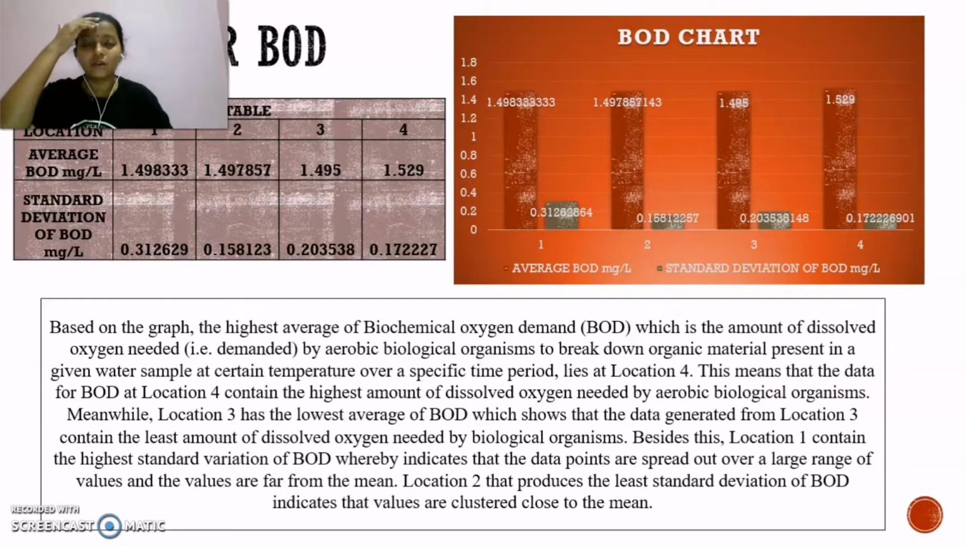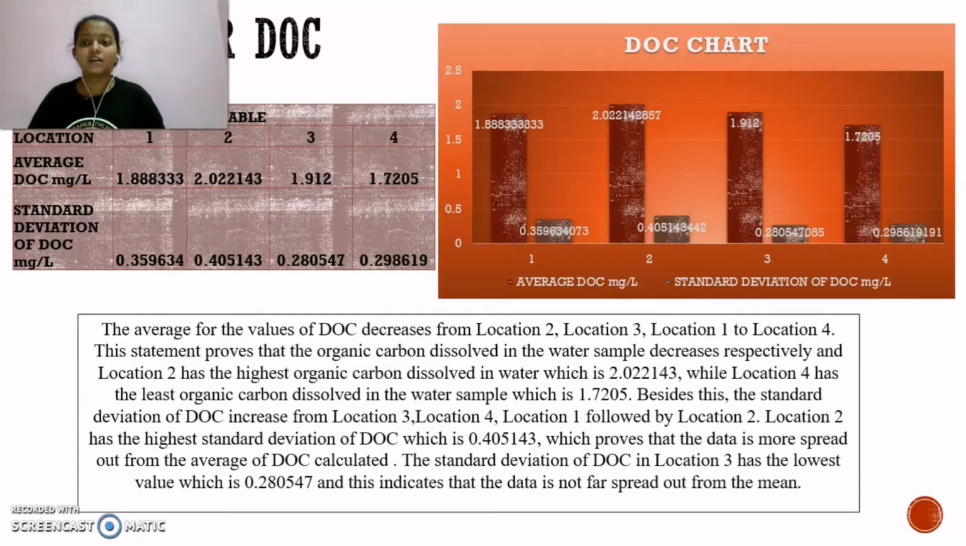Now, in order to plot the graph, I have chosen the clustered column chart. Based on the chart for BOD, the highest location is location 4, which shows that location 4 has the highest oxygen being dissolved, and the lowest would be location 3, whereby it has the least amount of oxygen dissolved. For the standard deviation, location 1 contains the highest standard deviation, which shows that the range of values is spread wide. Location 2 has the least standard deviation, which shows that the values are close to the mean. Now, following is the graph for DOC.